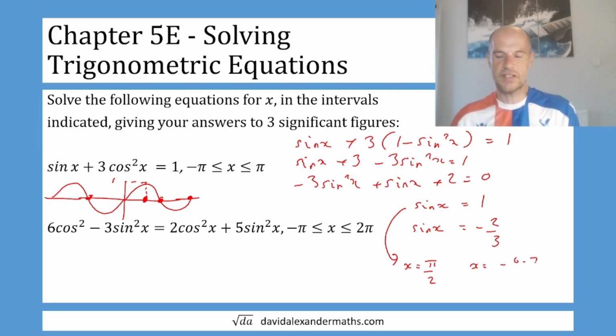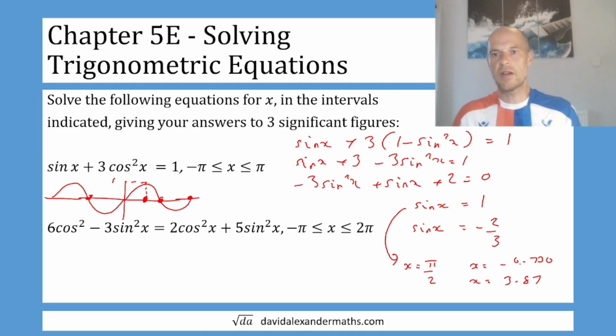negative 0.730, and x equals pi take away that answer, so pi minus answer is 3.87. And well, we know that that is greater than pi, which is 3.14, so we can ignore that one.